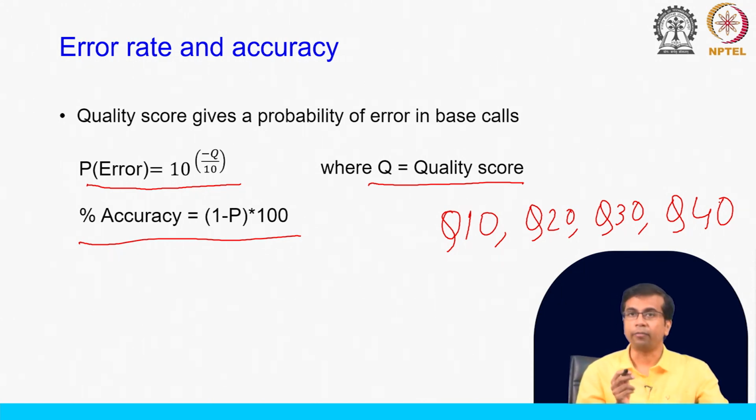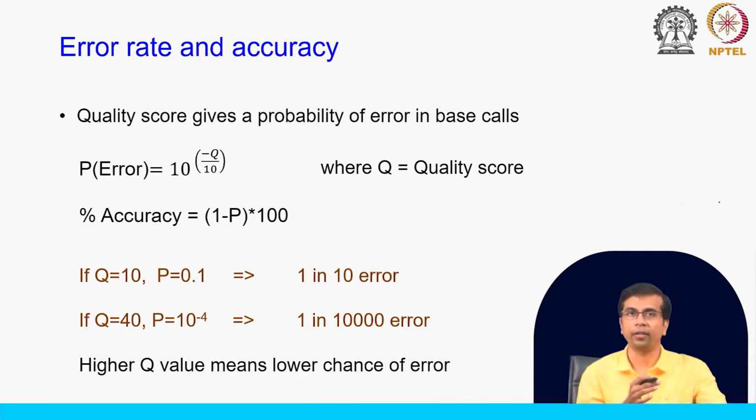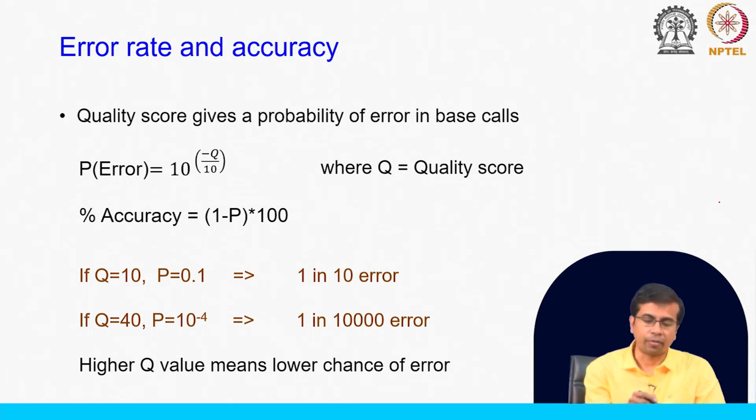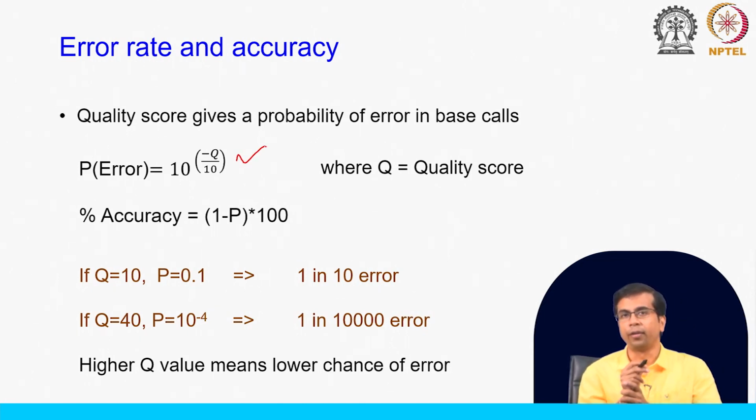This is a very important term because it is used in determining the accuracy. Just to illustrate, if q equals 10, the probability of error is 0.1, which means 1 in 10 error. This is a high error rate, so you have 90% accuracy. If q equals 40, the probability of error is 10 to the power minus 4, using this formula here, and this means 1 in 10,000 error. So, the chance of a base being an erroneous call is very, very low. Higher q value means lower chance of error.